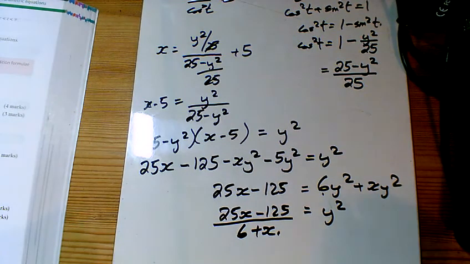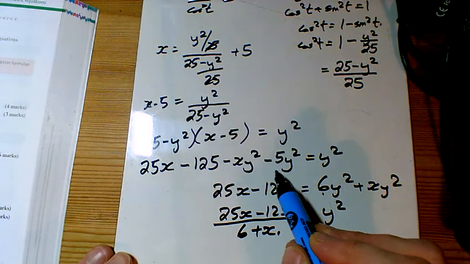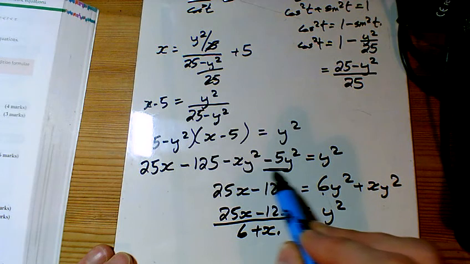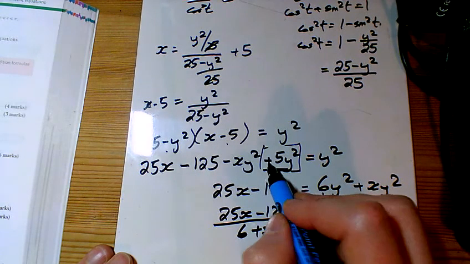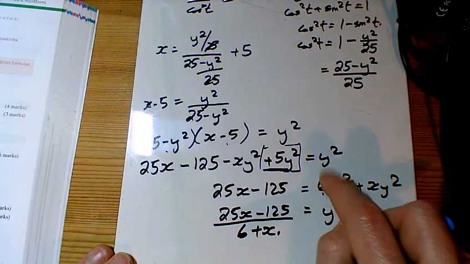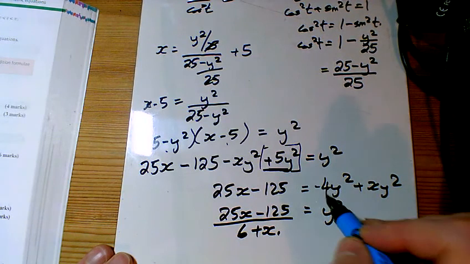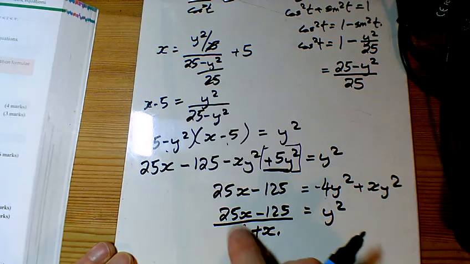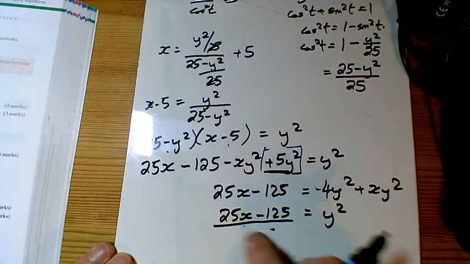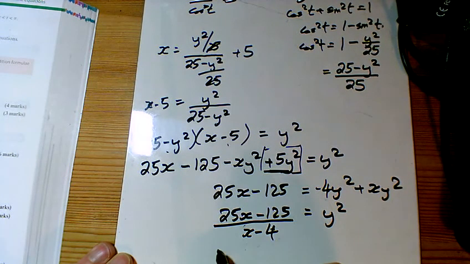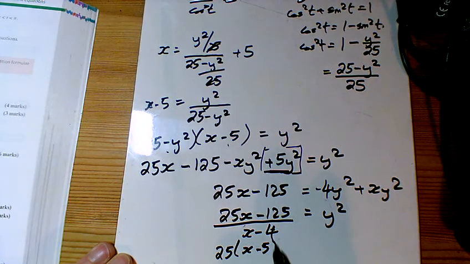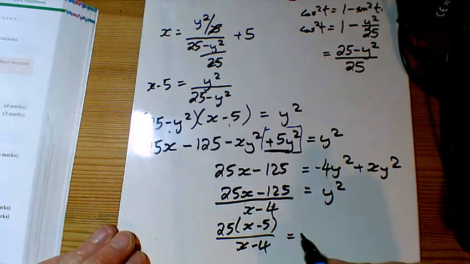And did you spot the error? See, the error's here, isn't it? The error's there. It's getting late. It should have been a plus there. So when I took that away, it should have been minus 4 here. And so this should have been x minus 4 on the bottom there. And maybe we just leave that as 25 x minus 5 divided by x minus 4. Sorry about that.